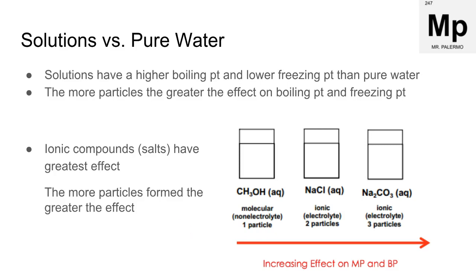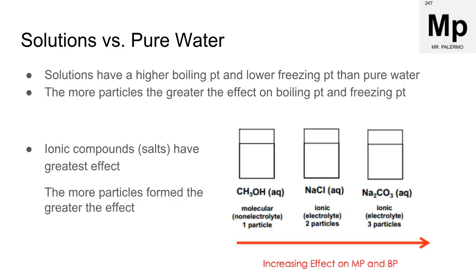And let's look at solutions versus pure water. We talked about why we add salt to our roadways in the winter, and its effect and why that occurs. So solutions have a higher boiling point and a lower freezing point than pure water. So we have boiling point elevation and freezing point depression when we add ionic compounds, salts, to water. So ionic compounds, these salts, have the greatest effect on increasing the boiling point and decreasing the freezing point.